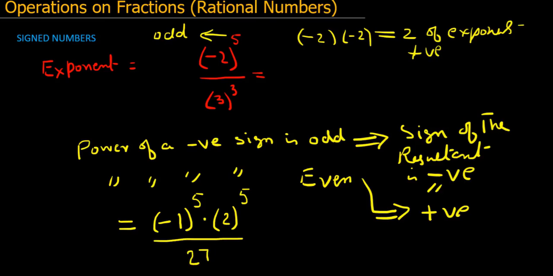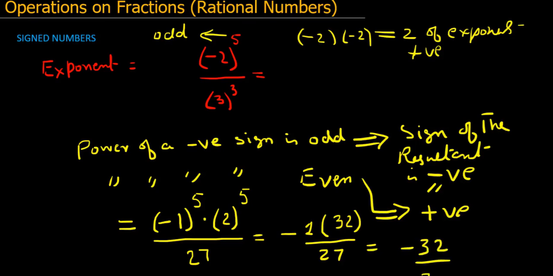Now we know that this is an odd power. So minus 1 raised to an odd power is negative. Negative 1, 1 we can omit. And 2 raised to the power 5 is 32. Divided by 27. So the answer would be minus 32 divided by 27. So this is the good way of handling. You should know that if the power of a negative number is odd, then the sign of the resultant would be negative. And if the power is even, the sign would be positive. So this is the correct way of handling exponents of negative numbers.